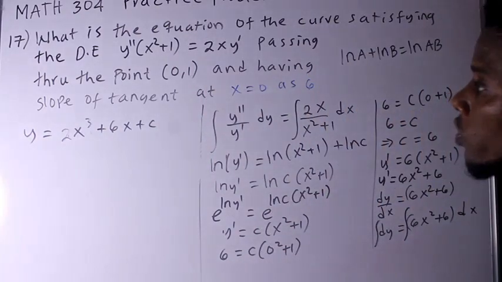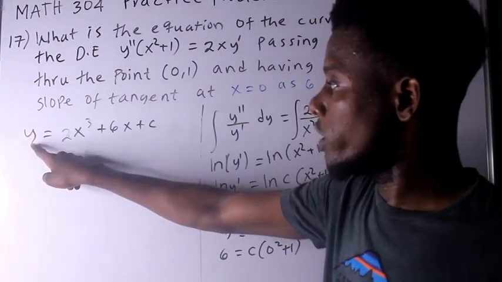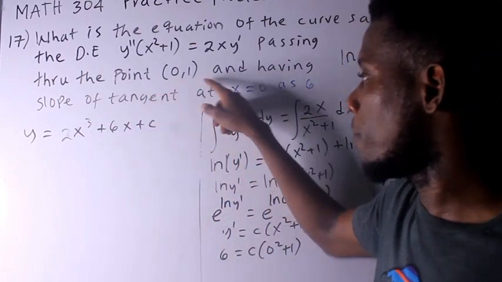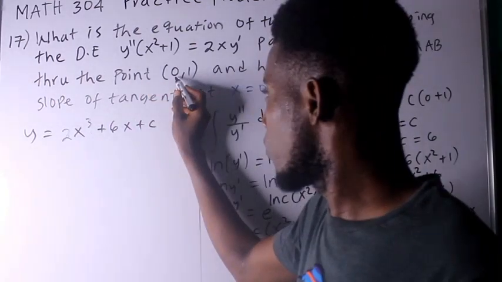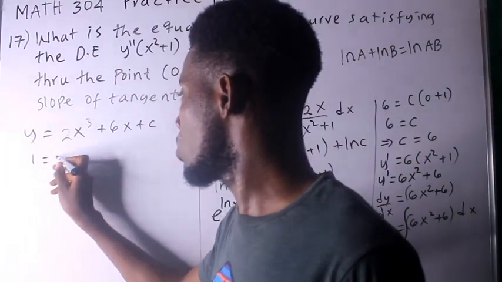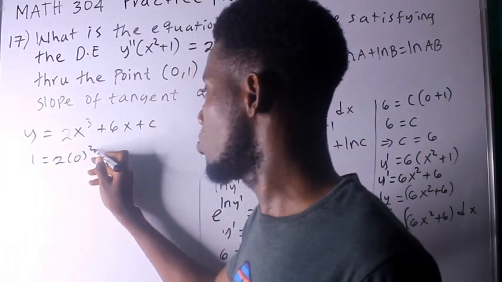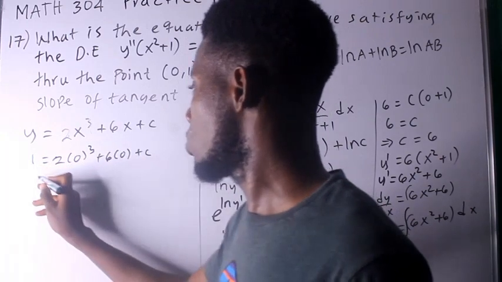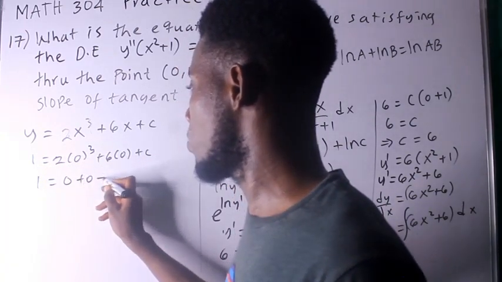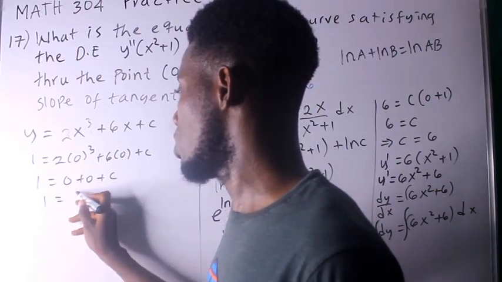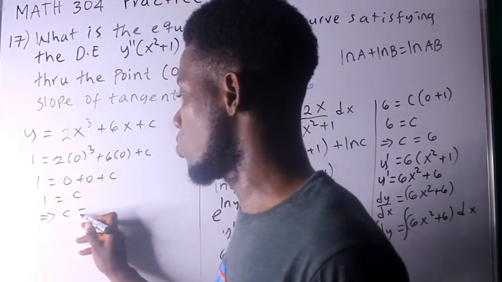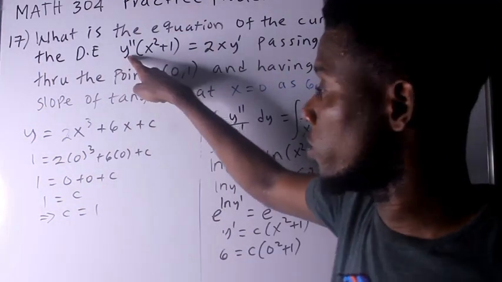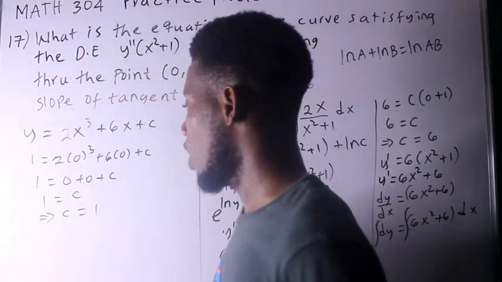Great. But we know that the curve, which is this final result we are getting, passes through the point 0, 1. So when x is 0, y is 1. So 1 is equal to 2 times 0 cubed plus 6 times 0 plus c. So 1 is equal to 0 plus 0 plus c. So 1 is equal to c, which means c is equal to 1. This is the second constant, we have c. Remember, if you have a second order differential equation, you must have two constants. So we have c right there.